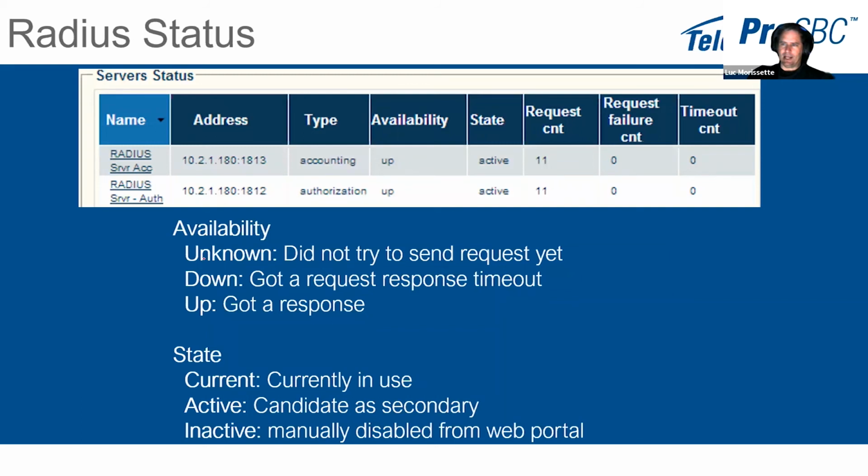Yes, so I spoke about that just a little bit. If it's up, it means we got a response. If it's down, it means that it doesn't answer anymore. And unknown means we never tried or never been able to send any request to this destination, and it may not even exist in the network.